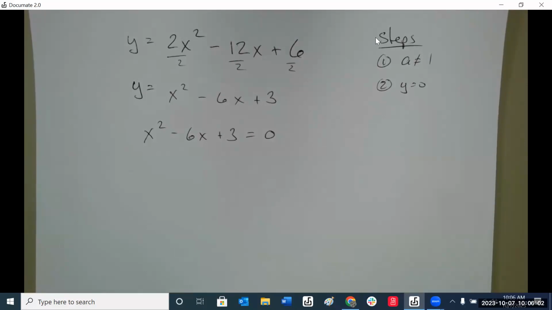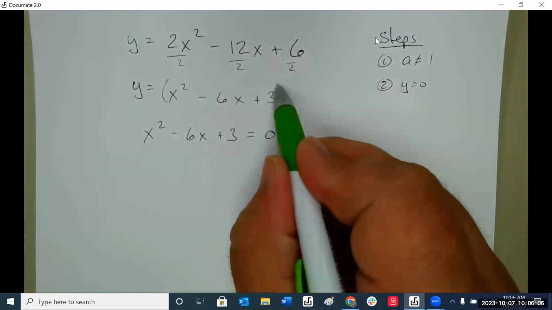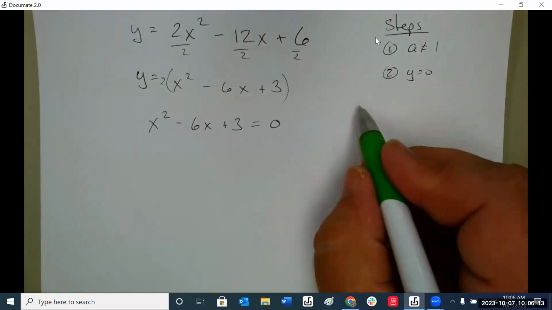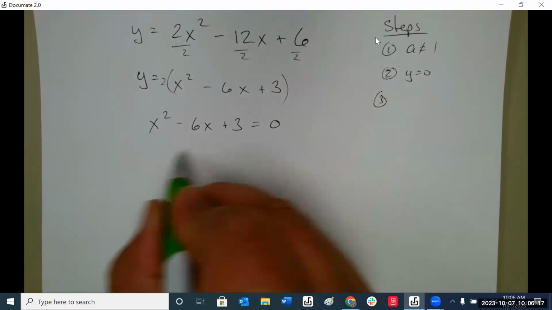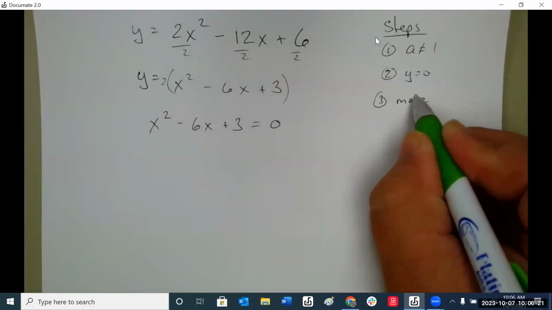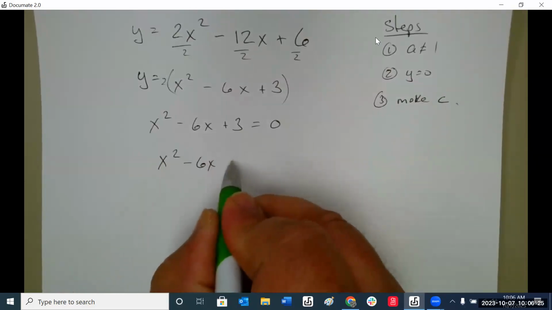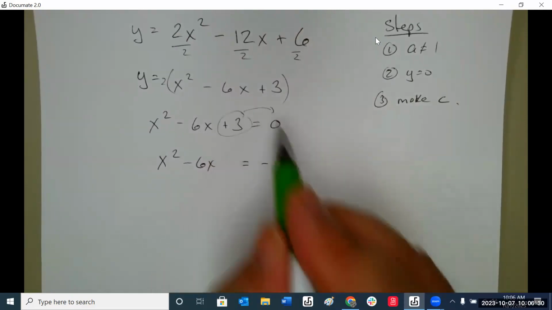Okay, I'll make this perfect. When we divided it, what's really happening is we just really factored out that 2. So there's always a 2 out in front. Move the constant term. Move c. So we have x squared minus 6x equals -3. We move the constant term over.